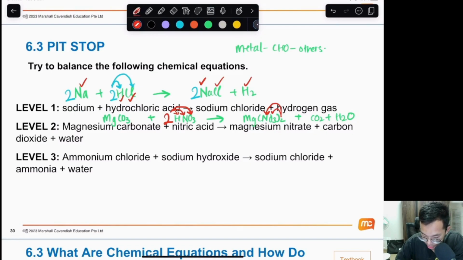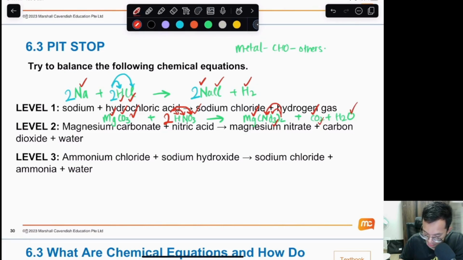We have nitrogen. Okay, so we have 2 nitrogen on the left hand side, 2 nitrogen on the right hand side. Okay, so let's double check again. 1 magnesium on the left, 1 magnesium on the right. Okay, so it's tick, tick. 1 carbon on the left, 1 carbon on the right. Oxygen, you have 9 oxygen. So tick, tick, tick, tick, tick, and tick.